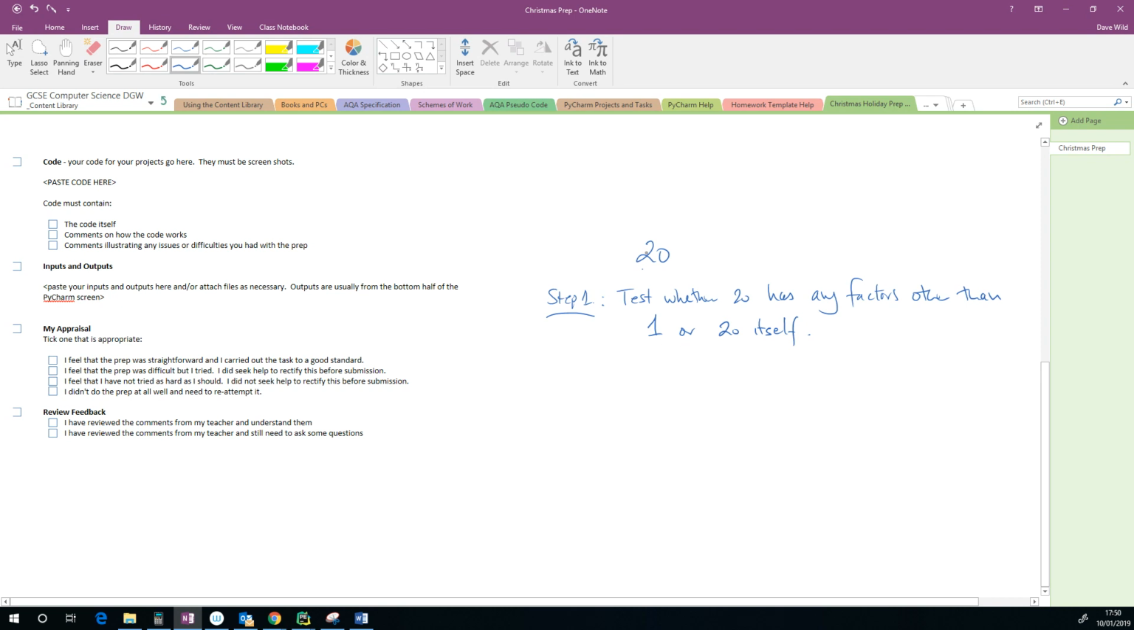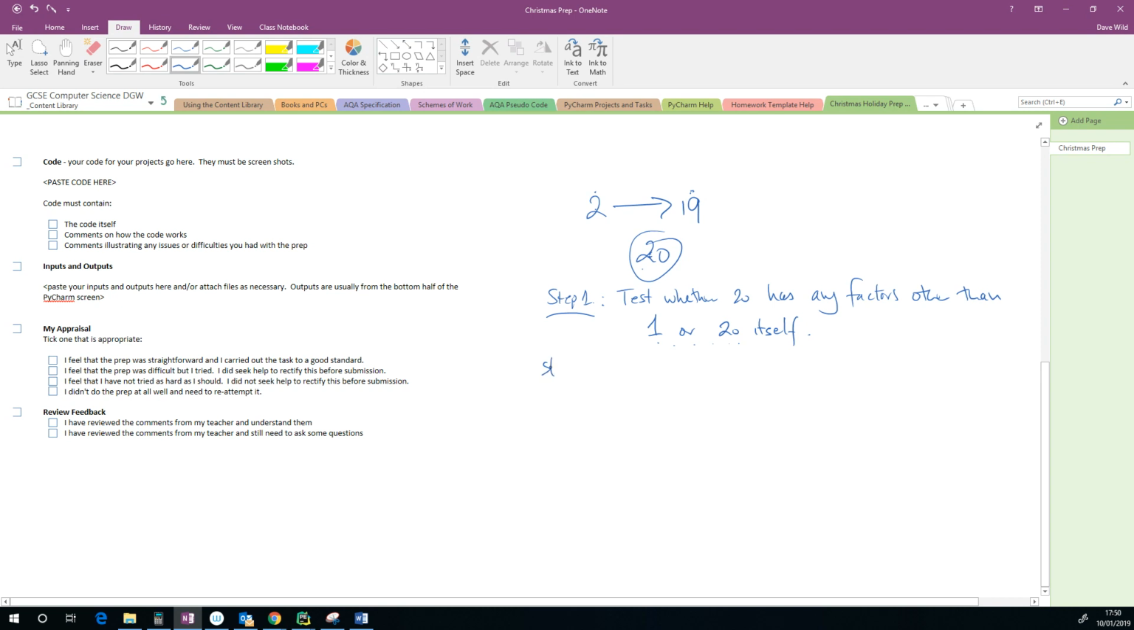If 3 divides into 20, it's not prime. 4 divides into 20, it's not prime, etc. And that's the same for any of these. So what I want to do is test all of the integers from 2 up to 1 less than the number itself. So if we've got 20, I want to test 2 to 19. And if any of those divide exactly into this, then it's not prime.